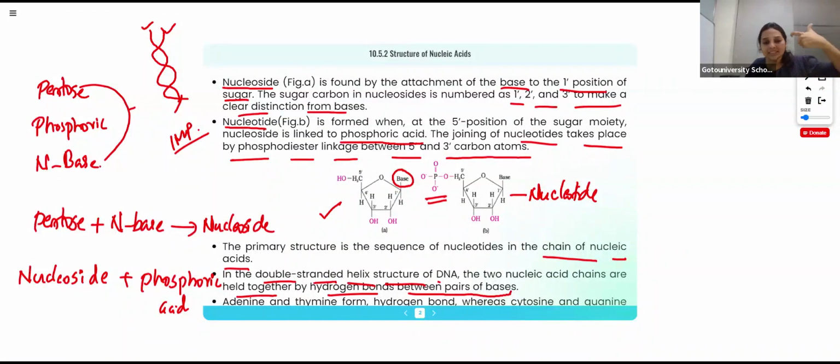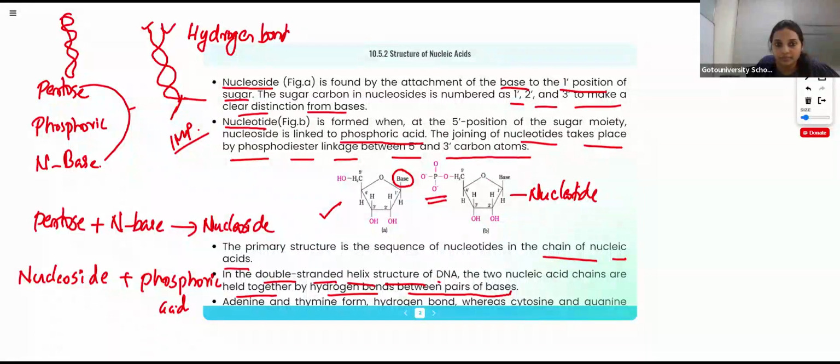Okay. So each strand is separate. It's not continuous like this. They are separate strands, not a single one. Each strand is made up of the same components that we discussed in the previous topic. Then how are these two strands connecting together? These two strands are connecting together by hydrogen bonds.